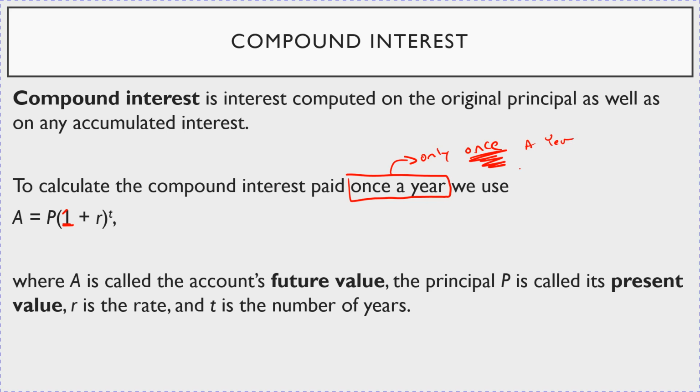So A again is the account's future value, P is the principal, R is the rate, and T is the number of years. Let's do one example of this, and then we'll talk a little bit more about when it's more than once a year.